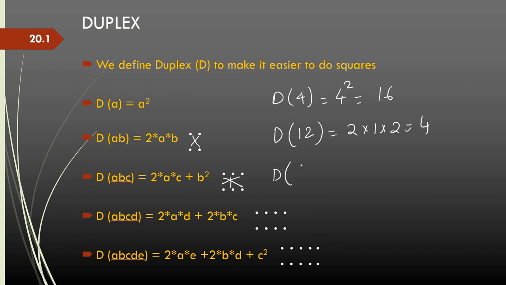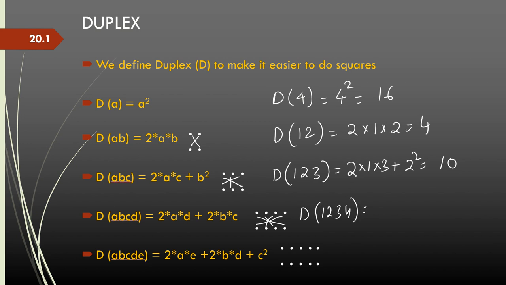So for example, duplex of 123 will be 2 into 1 into 3 plus 2 square, that is 10. Similarly, a 4-digit number ABCD will be 2AD plus 2BC. So duplex of 1234 is 2 into 1 into 4 plus 2 into 2 into 3, which is 20.